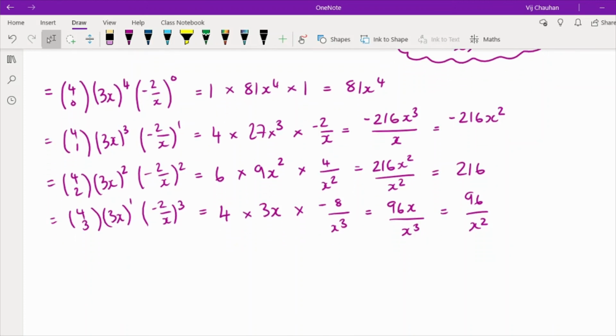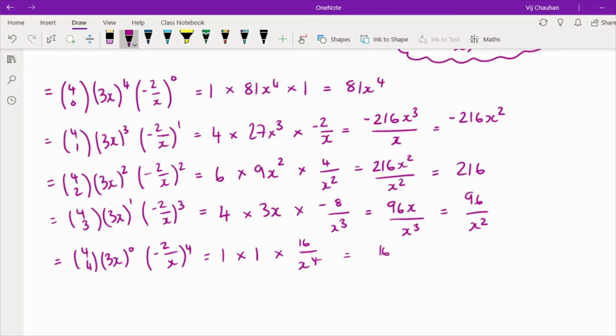And then finally, for the last term here I've got my Pascal's last number, which is 4, 4, 3x to the power of 0, minus 2 over x to the power of 4, which then leaves me with 1 times 1 times 16 over x to the power of 4, which then just gives me 16 over x to the power of 4.